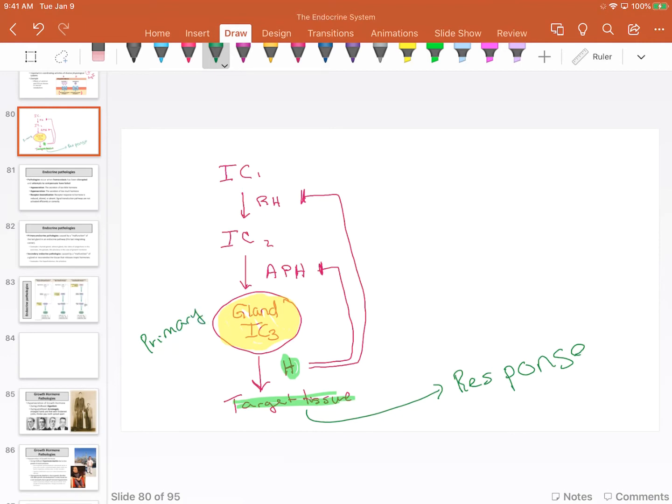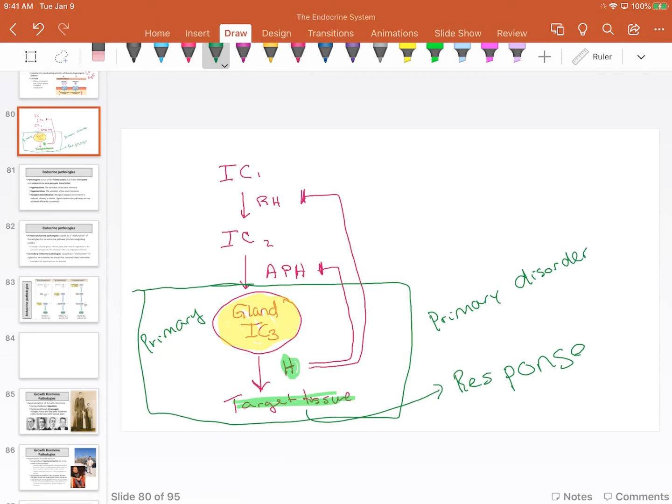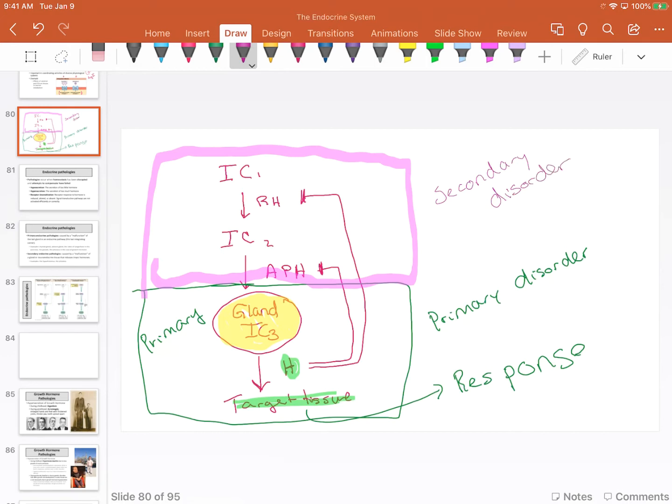Any endocrine disorder that affects this primary gland is called a primary disorder. Any endocrine disorder that does not affect that primary gland, whether it's the pituitary or whether it is the hypothalamus, is called a secondary disorder. Okay. Hopefully that's clear.